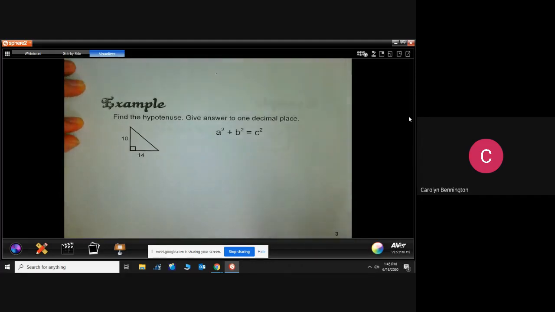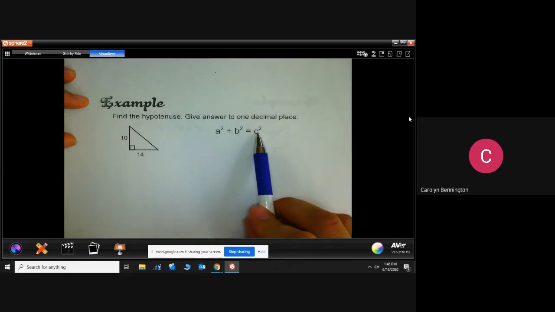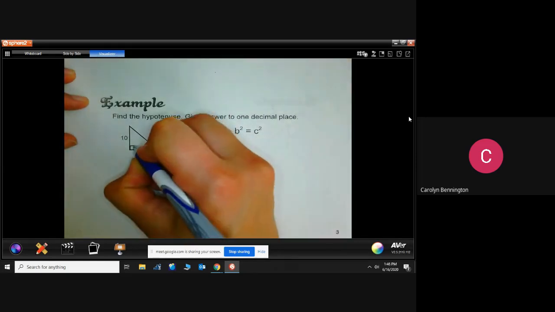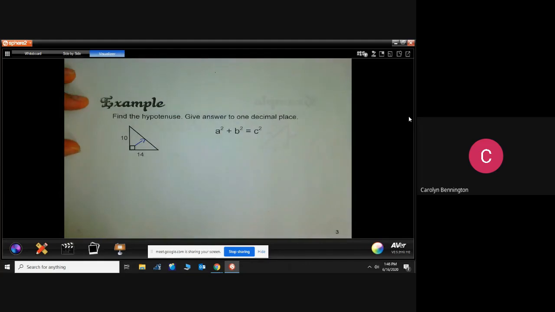So the first example is to find the hypotenuse, and we want to give our answers to one decimal place. So one number after the decimal. The first thing that we want to do is identify the hypotenuse so we know what's going to go into the c position. Our hypotenuse, remember, is directly across from that 90-degree angle. That's going to be the c part.